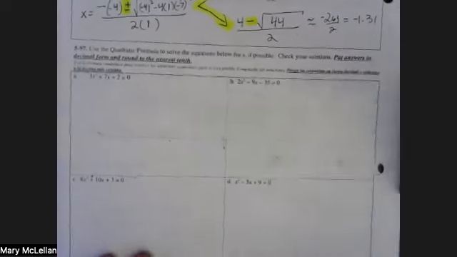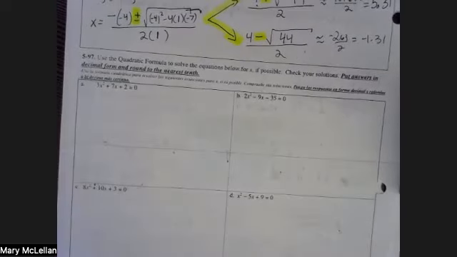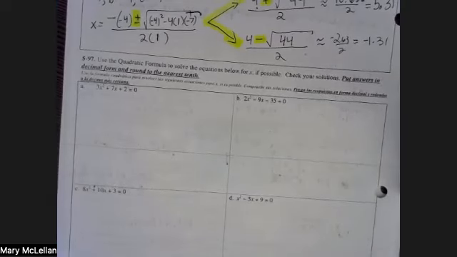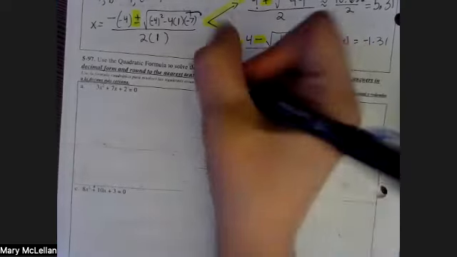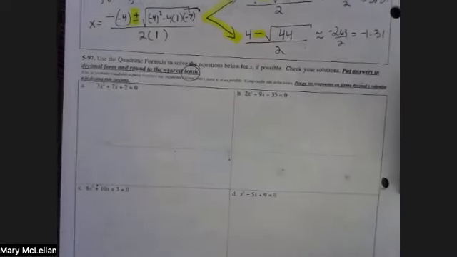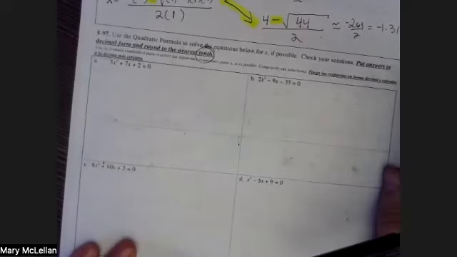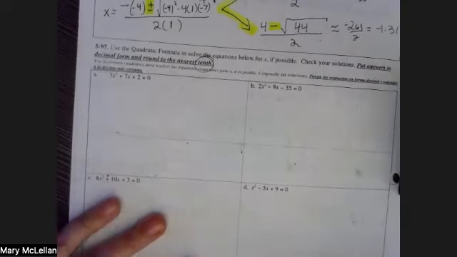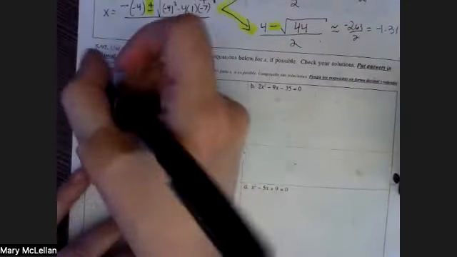All right, next problem. Here I have 5-97. Use the quadratic formula to solve the equations below for x, if possible. Check your solutions and put answers in decimal form and round to the nearest 10th. Okay. I encourage you to try these problems before you copy them down. It's up to you. Here I go.